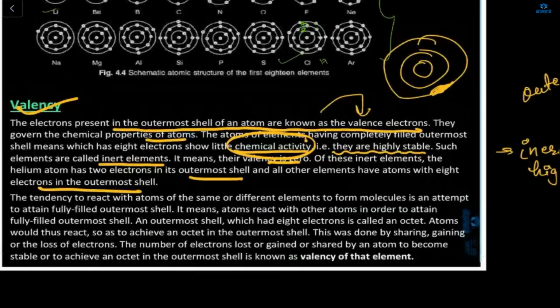Okay, so now next is what? The tendency to react with atoms of the same or different elements to form molecules is an attempt to attain a fully filled outermost shell. It means atoms react with other atoms in order to attain a fully filled outermost shell. Now, what is the meaning of this statement, Arham?